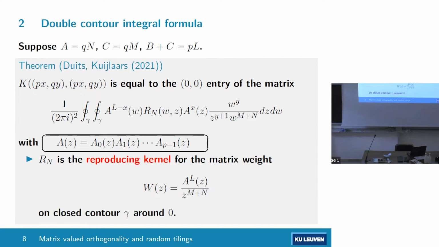And then in the middle here, there's another object that depends on two variables. It's a polynomial in two variables, and it's a reproducing kernel for a matrix valued weight.